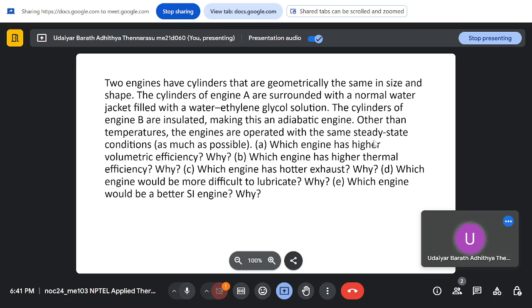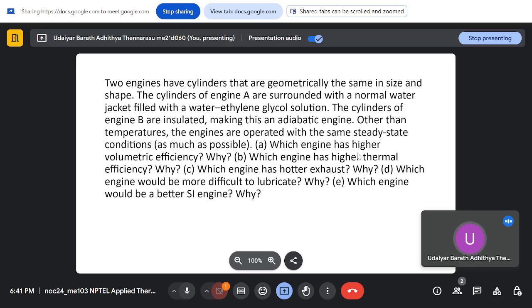Which engine has higher volumetric efficiency and why? B. Which engine has higher thermal efficiency and why? C. Which engine has hotter exhaust and why? D. Which engine would be more difficult to lubricate and why? E. Which engine would be better SI engine and why?